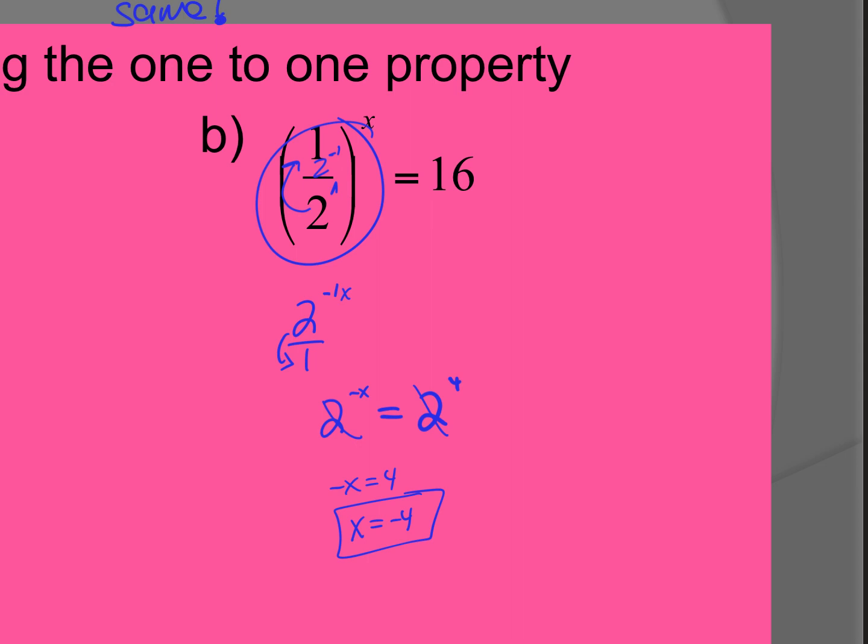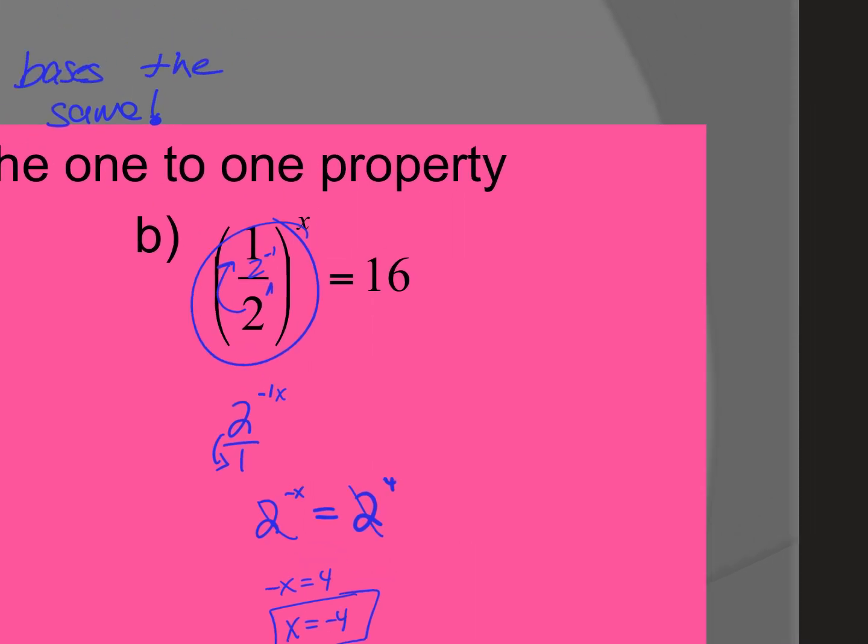Does anybody see a different way that you could have done that? Started off like this: 1 over 2 to the x equals 16. Anybody see anything else? What about if I did this? 1 over 2. Somebody did this first period, and they said 1 over 16.